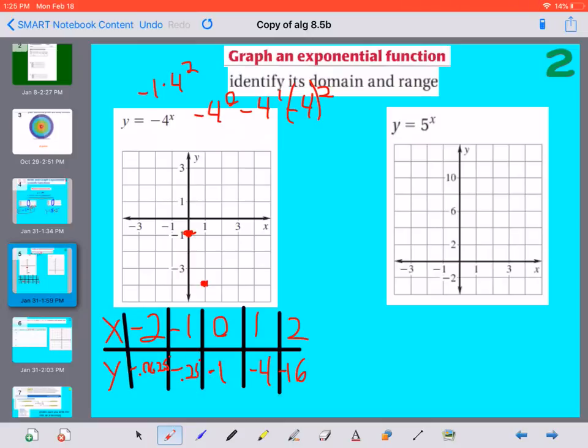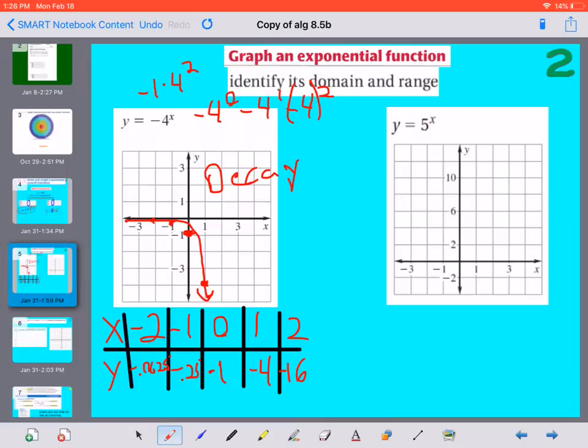We can't go to 2 and -16 because we don't have that on our graph, but we can go to -1 and -0.25, and -2 and -0.0625. So it looks like we are going down as we're going left to right. So this is a decay function. This is an exponential decay function.